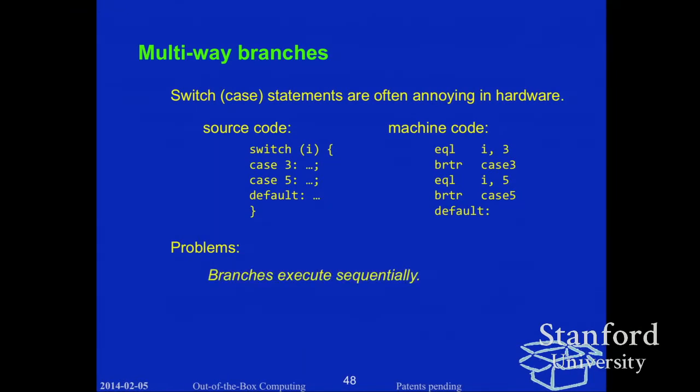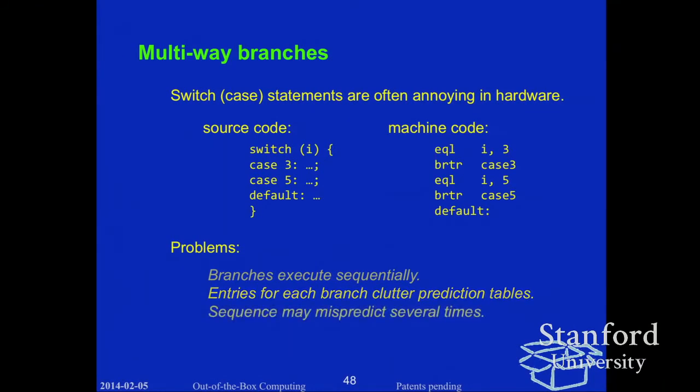The problems are that the tests and branches execute sequentially. You're going to wind up with a prediction for each of those branches, and they tend to clutter the prediction tables. It's possible for the sequence to mispredict several times because the predictions will zoom down and say, oh, this must be case 3, and we'll send the execution unit off to the corresponding case. It's discovered that this is wrong.